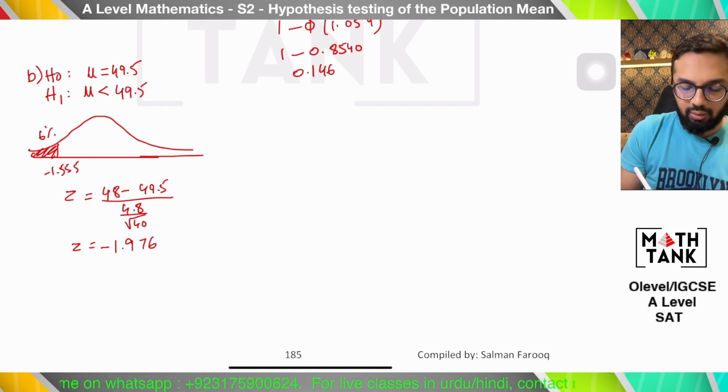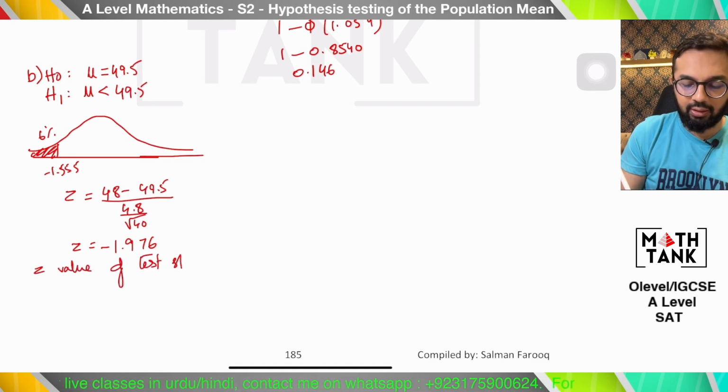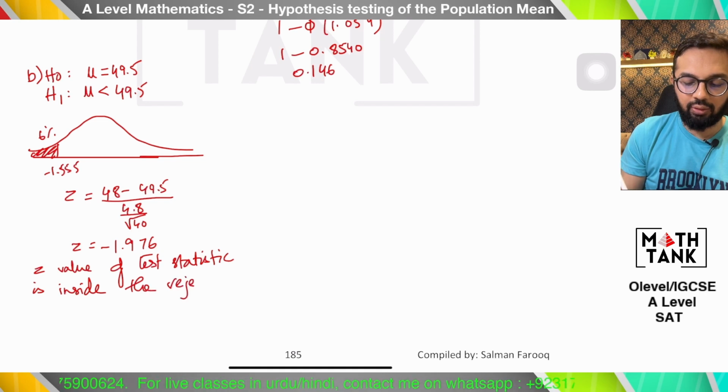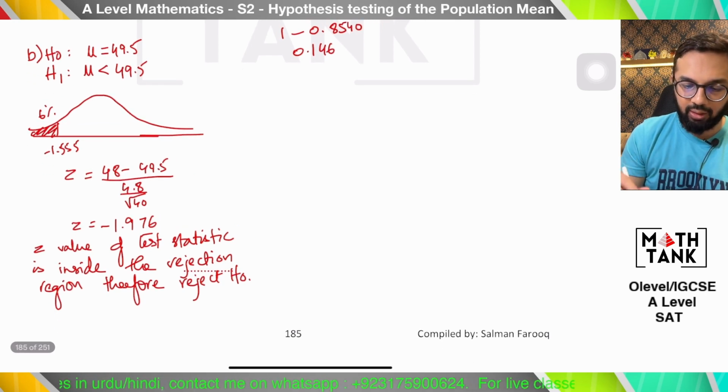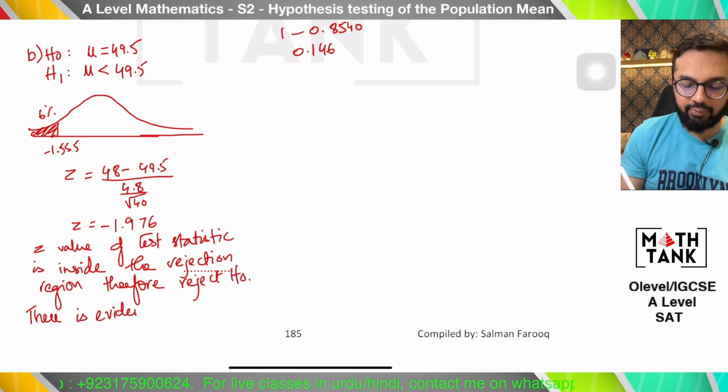Okay, z value of test statistic is inside the rejection region. Therefore, reject H naught. Okay, there is evidence that mu has decreased.